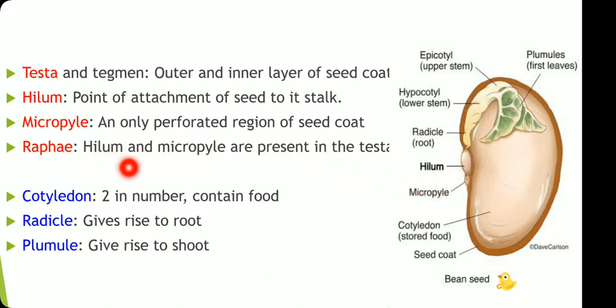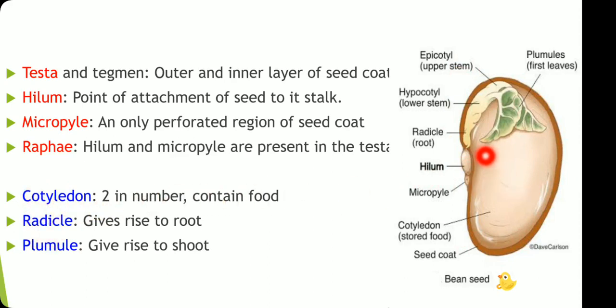And then raphe is what? Raphe is actually this portion, the line or ridge-like portion. Here the hilum and micropyle are present on this raphe. So overall, what we have discussed is part of the seed coat. Now the next part is embryo. Embryo has three parts: cotyledon, radicle, and plumule.